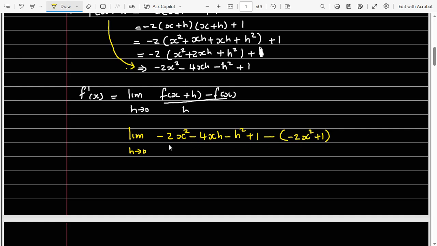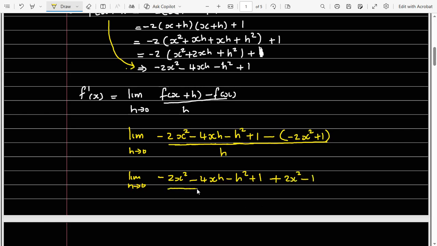Okay, so everything now is going to be divided by 1 by h. So what I need you to do is to multiply out the bracket by that negative. So this will be negative 2x squared minus 4xh minus h squared plus 1 minus plus 2x squared minus 1, when we multiply out the bracket by the negative.